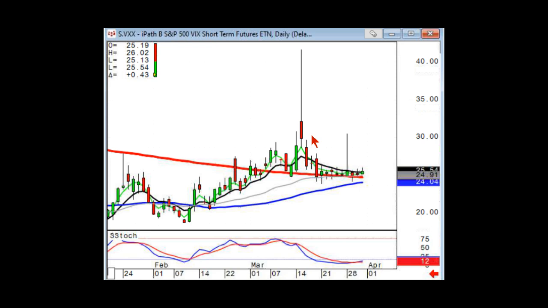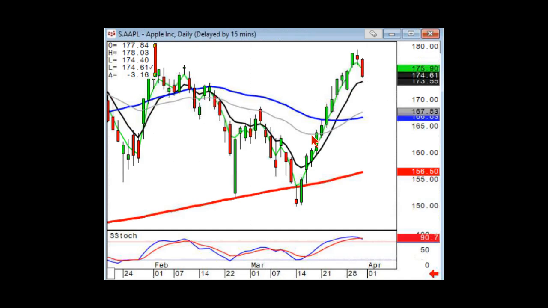The VIX, kind of dreary, not really going anywhere. Oh, I didn't do the biggies tonight. Apple, look at your gap up, bearish Harami.